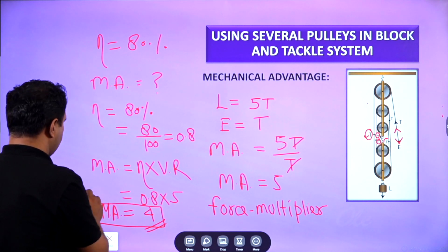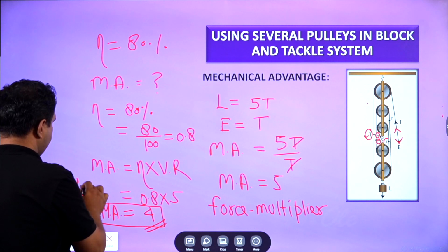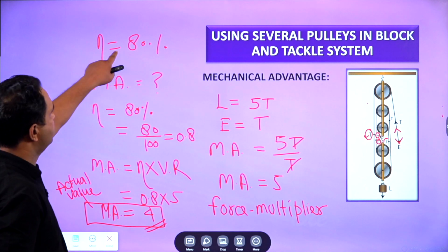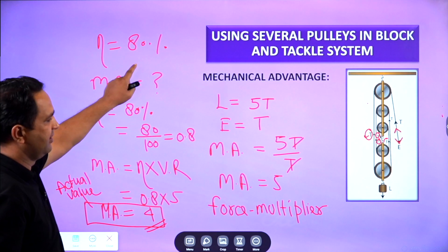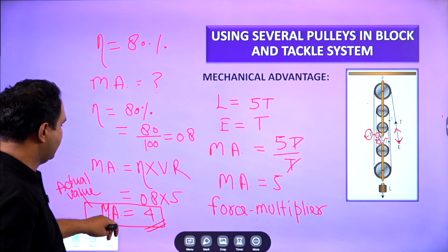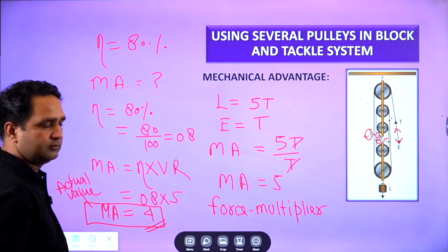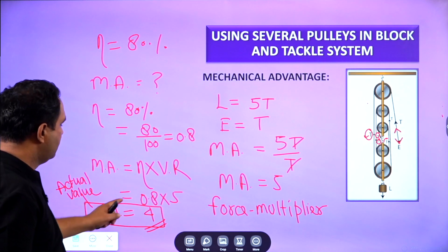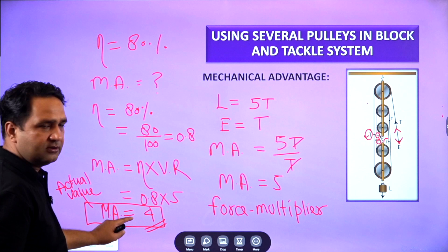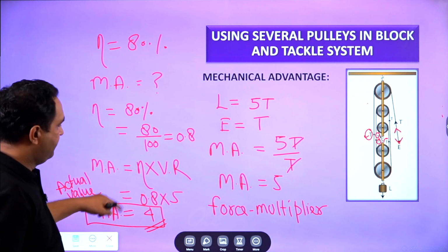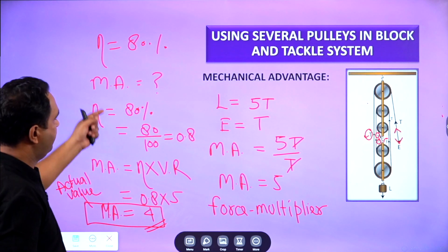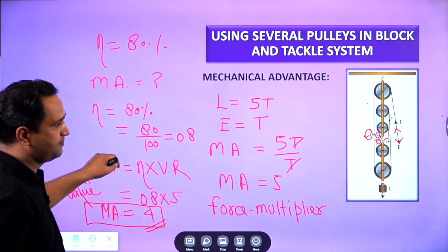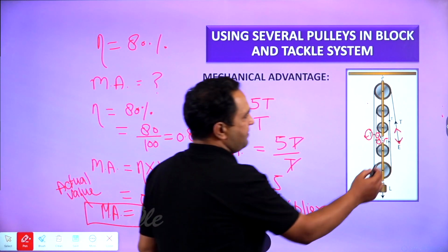And this will be the actual value of mechanical advantage. Because efficiency is reduced here and we calculated it 80%. If the efficiency is 80%, mechanical advantage will be 4. Right? In ideal case, efficiency will be 100%, but then the mechanical advantage will be 5 as we have calculated. But in actual case, efficiency will reduce since more effort will be applied here.